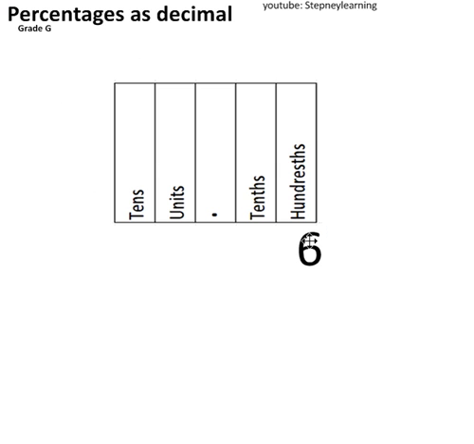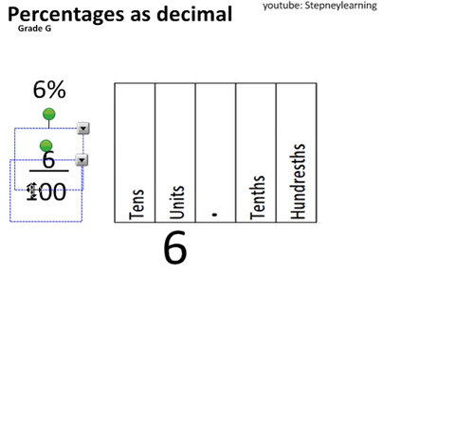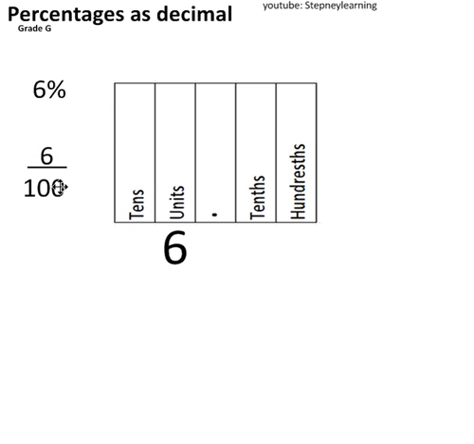So 87% as a decimal is 0.87. Finally, let's do 6%. 6% as a decimal. Well, 6 as a whole number would just be there. And remember, 6% means 6 divided by 100, like that. 6 divided by 100.